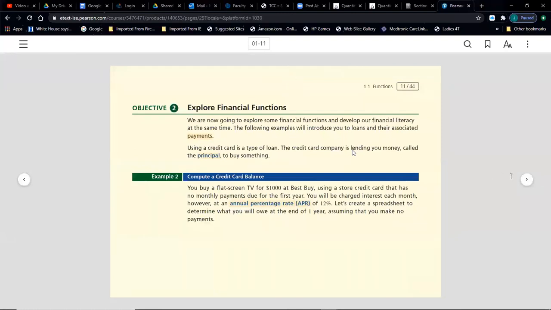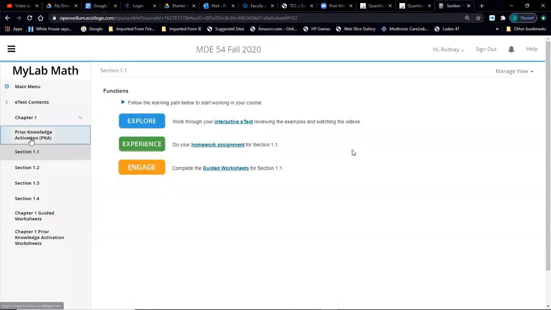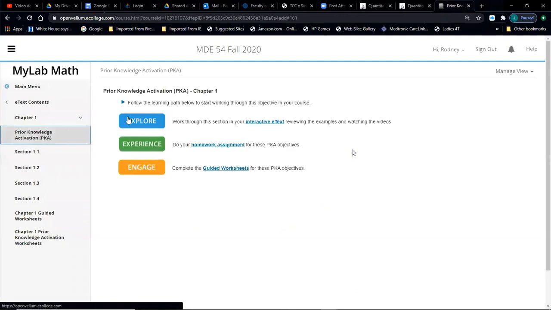Good enough. Okay, so purple, especially at the top, and you'll have that little pKa symbol somewhere. That lets you know when you're in a pKa section of a textbook. What if you just click this prior knowledge activation for chapter 1? What if you click that?